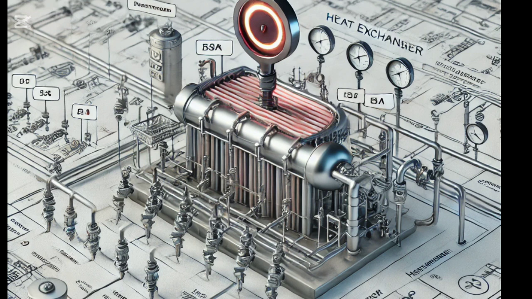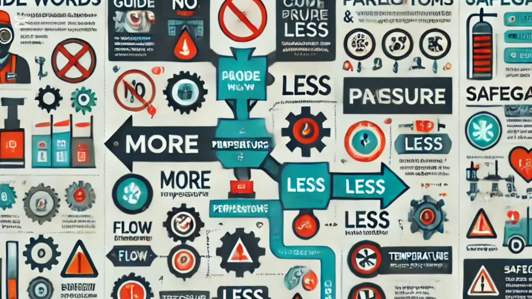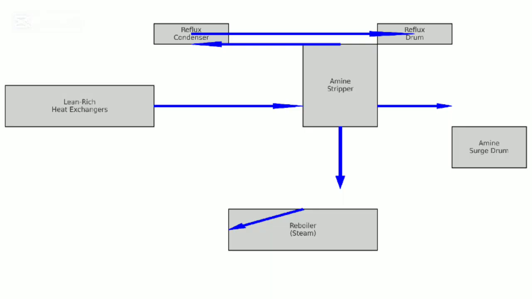Think of a node as a puzzle piece of your process flow diagram. Instead of tackling the entire process at once, we break it into manageable segments called nodes. This allows us to carefully examine each part for potential deviations and hazards. For example, in an amine regeneration process, a node could be the section from stripper feed to column inlet. This helps us analyze every equipment and connection in a structured way.